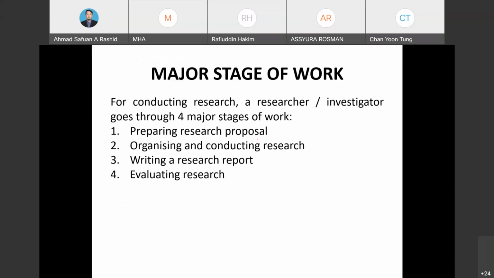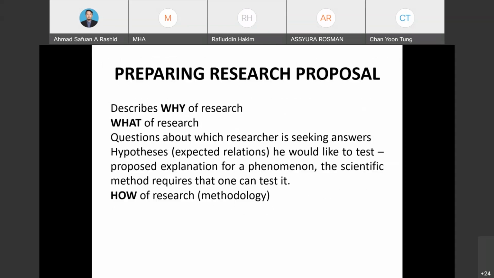Okay. Major stages of the work for conducting research: a researcher or investigator goes through four major stages of work: preparing a proposal, organizing and conducting research, writing a research report, and evaluating research. Preparing a research proposal describes the why of the research, the what. So your stage now is preparing your research proposal.